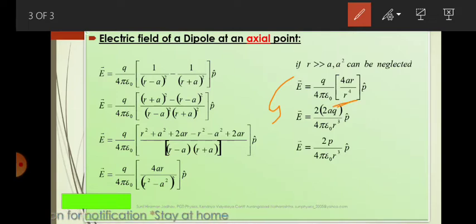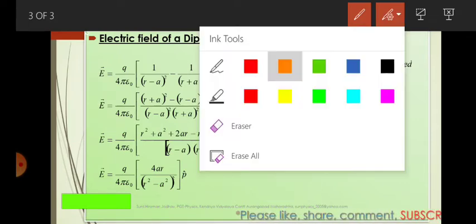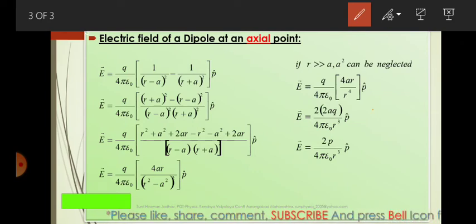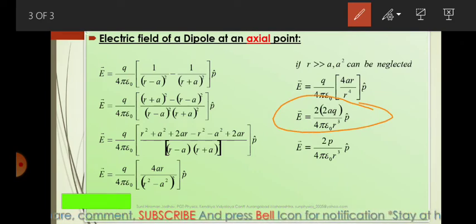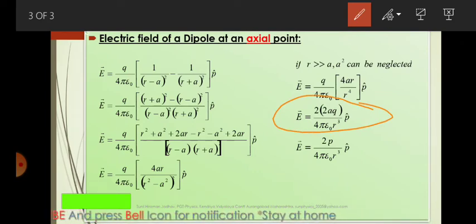Here it was r to the power 4. So one r will be cancelled out with this fourth power. So the remaining will be r to the power 3 or r cube. So that's why the electric field is given by E is equal to 2 times 2aq upon 4 pi epsilon 0 r cube into p, that is the unit vector p.